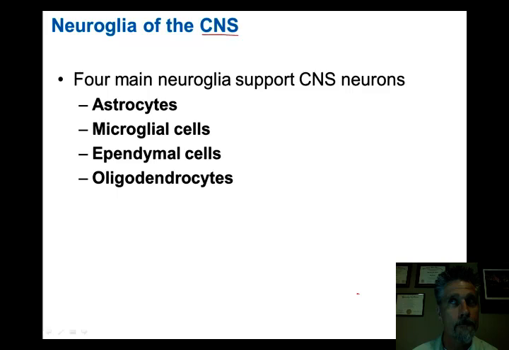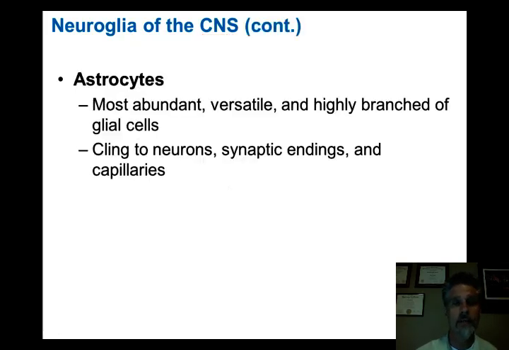Now, where's the central nervous system again? Brain and spinal cord. So these are going to be support cells found in the brain and spinal cord. If we have four different types of cells, you would imagine we've got four different structure and function relationships. They're not all going to be exactly the same. The astrocytes are going to be the most abundant ones. They have quite a variety of different functions, and they are found attaching to these neurons as well as near what we call the synaptic endings.